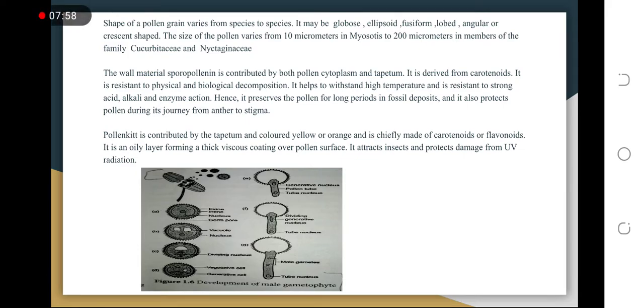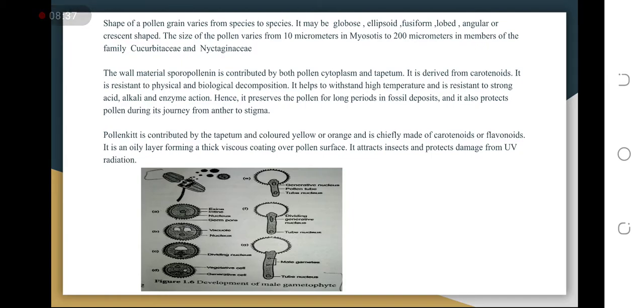Hence, it preserves the pollen for long period in fossil deposits, and it also protects pollen during its journey from anther to stigma. Pollen kit. It is contributed by the tapetum and colored yellow or orange and is chiefly made of carotenoids or flavonoids. It is an oily layer forming a thick viscous coating over pollen surface. It attracts insects and protects from damage by UV radiation.